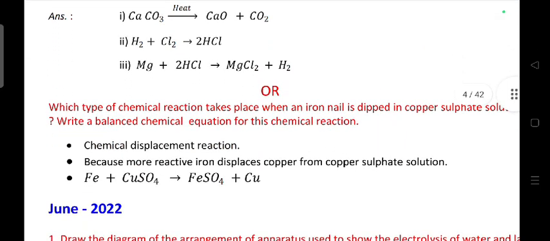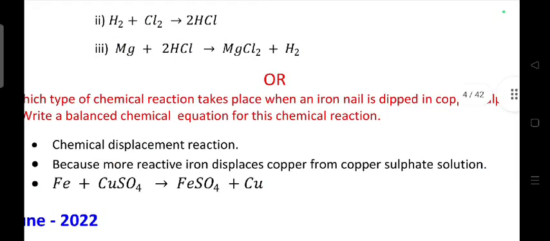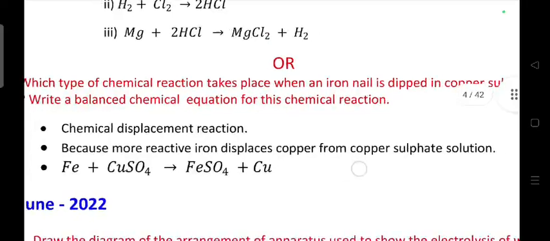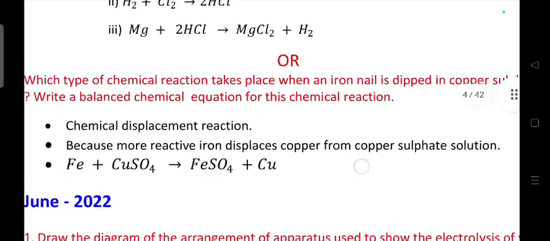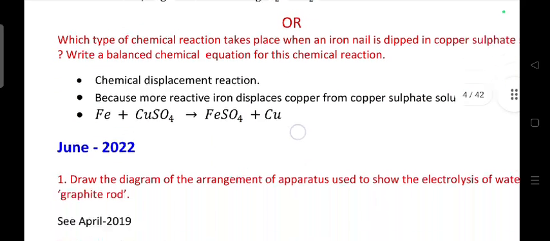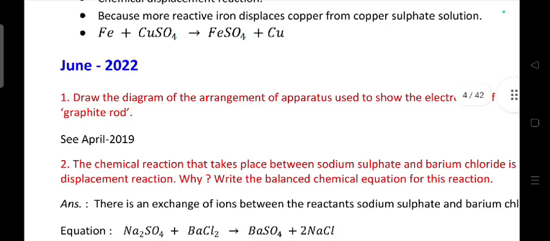Another question is given: which type of chemical reaction takes place when an iron nail is dipped in copper sulfate solution? Why? Write a balanced chemical equation for this chemical reaction. It is a displacement reaction, because more reactive iron displaces copper from the copper sulfate solution. So this is the reaction. Next come to June 2022.